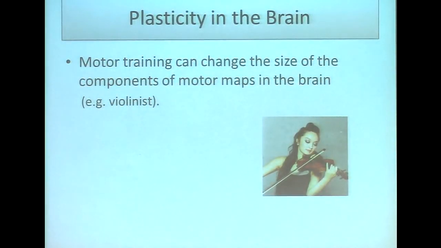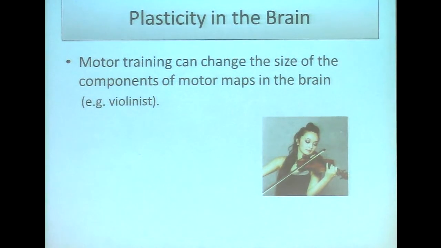Now, plasticity in the brain is a fascinating topic. For example, motor training can change the size of the components of motor maps in the brain. For example, a violinist uses their left hand to essentially play the violin, because the left fingers have very intricate movements.